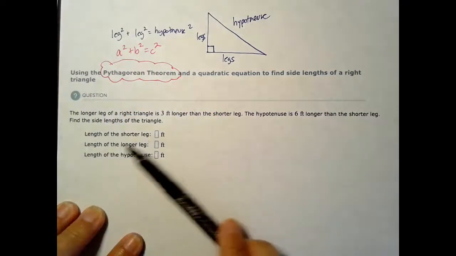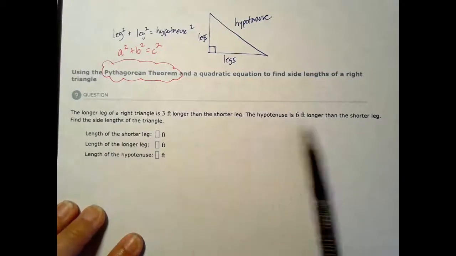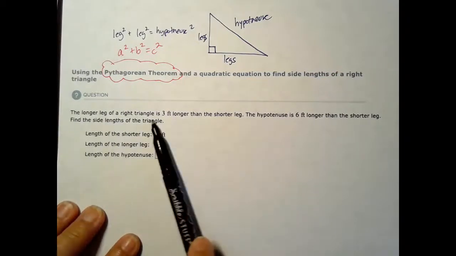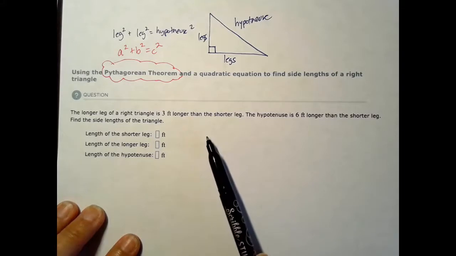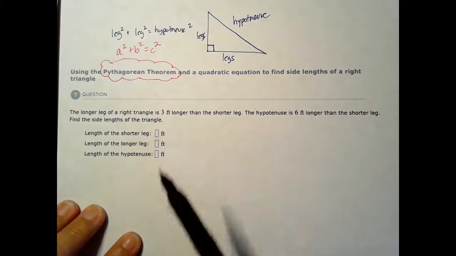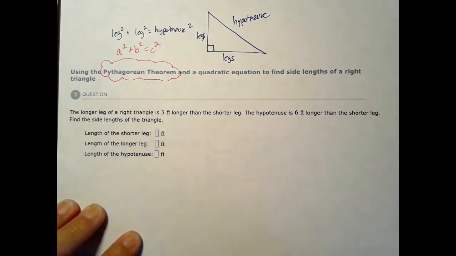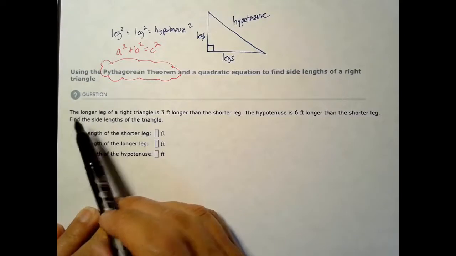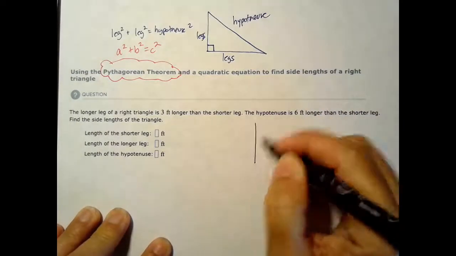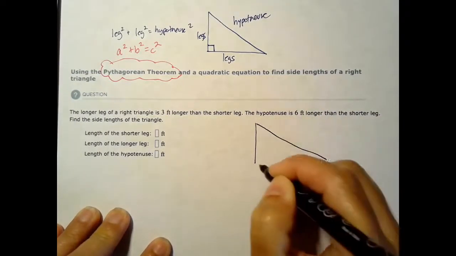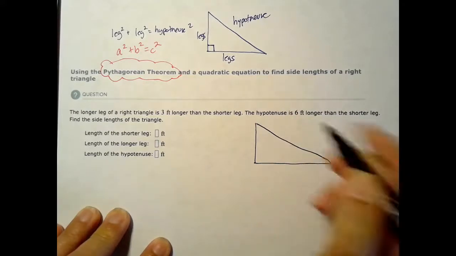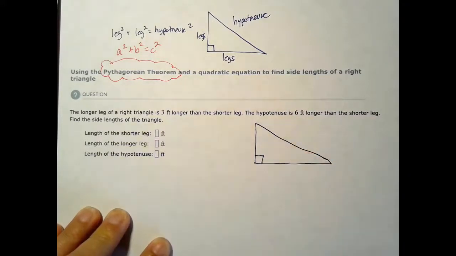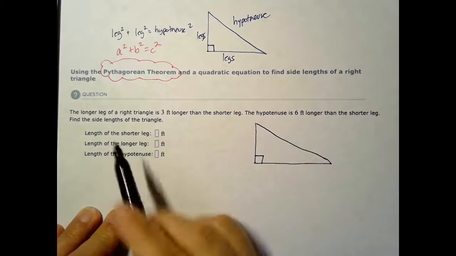So let's look at our problem. We know we're going to have to use the Pythagorean theorem. It's talking about a right triangle. We need to think about a couple things, and it's how to set up a word problem. So let's look at this one. How do we set this problem up? I'm going to start by drawing a picture. I'm a picture person. It doesn't have to be to scale, doesn't have to look right.